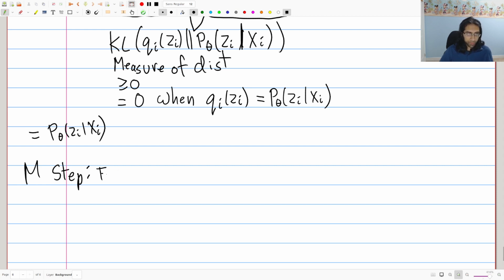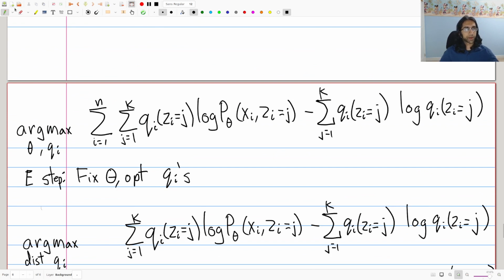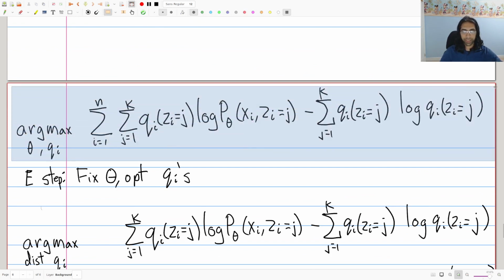The other step is the M step. In the E step we fix the thetas and optimize over the qi's; here we're going to fix the qi's and optimize over the thetas. Specifically, we're just going to look at the same expression again. Let me copy paste it one last time, and then we can see what we can chop off.